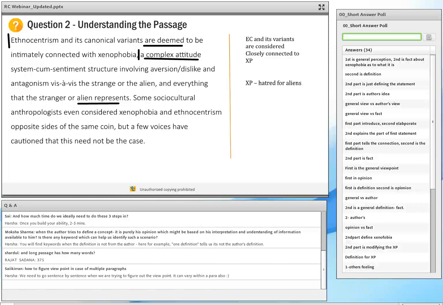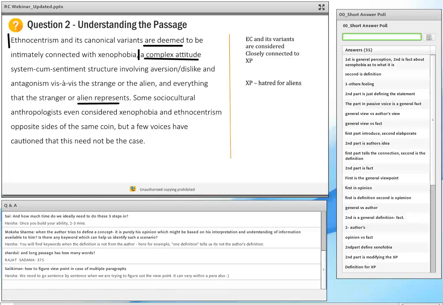Then the author says, some sociocultural anthropologists even consider XP and EC to be opposite sides of the same coin. Again, the author is not saying this himself. But is a contrast word. A few voices have cautioned that this need not be the case. Again, this part is also not the author's viewpoint. So in this second sentence, the author presents the viewpoints of two different groups. None of these is his viewpoint.